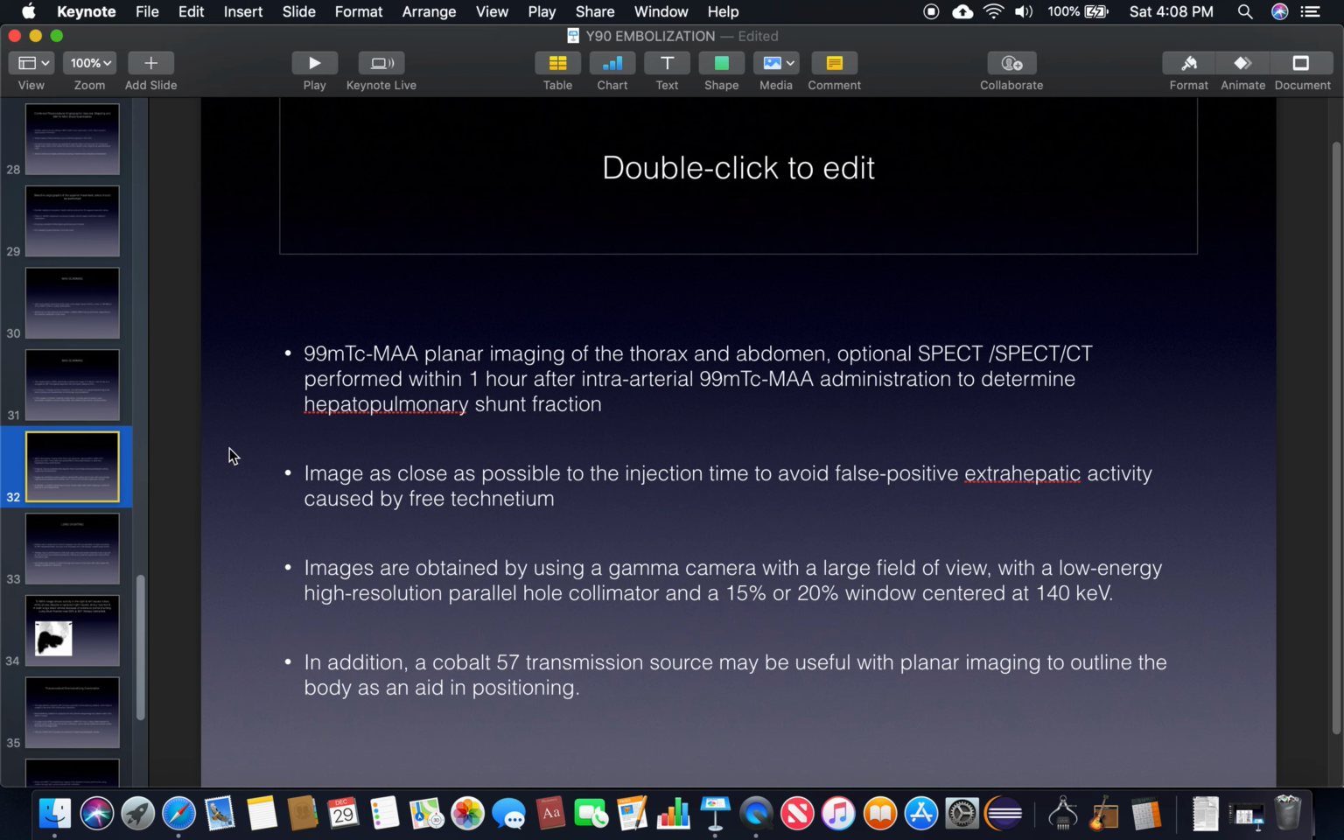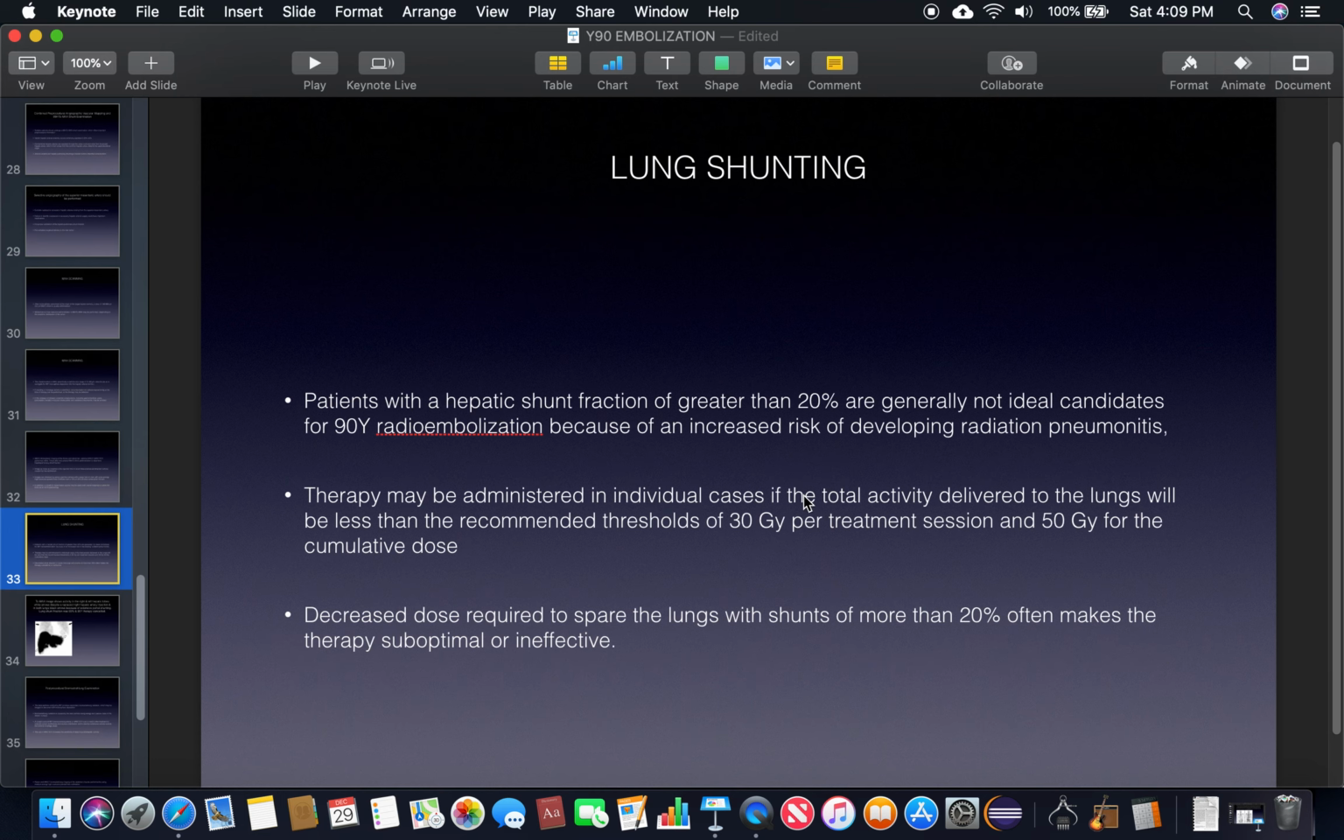And when we do MAA injections, after that we can do whole body planar imaging of the chest, abdomen, and also do SPECT CT to see the distribution. This should preferably be done as soon as possible. Large field of view gamma camera with low energy, and you can also use a cobalt transmission source to give you anatomical details. Now, if there is a shunt of more than 20%, these patients are not good candidates because of the high risk of radiation pneumonitis.